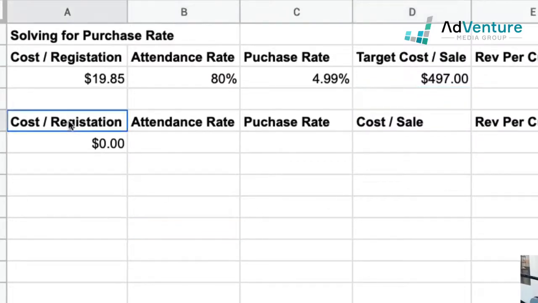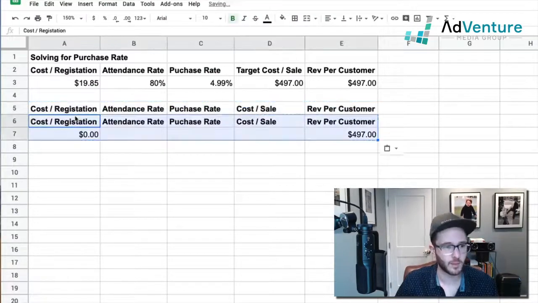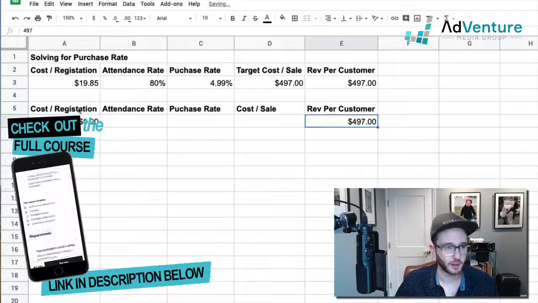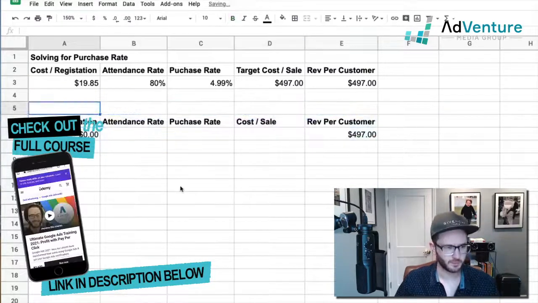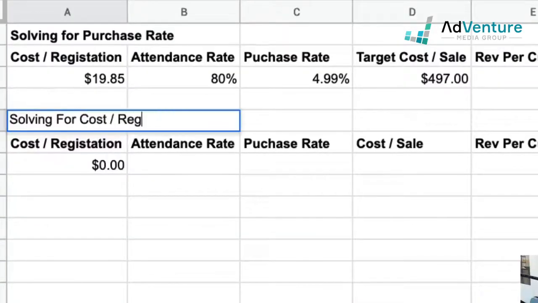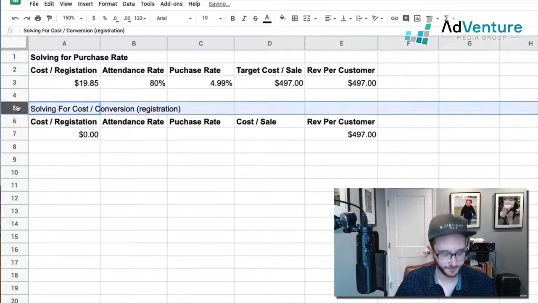But let's go down here and let's try to solve for something else. So first, I'm going to move this down. I'm going to move this down a little bit, and up here we're solving for cost per conversion. In my case, it's a registration to a webinar. Okay, so now we're doing something a little bit different.